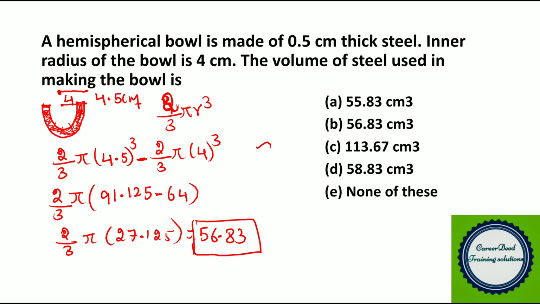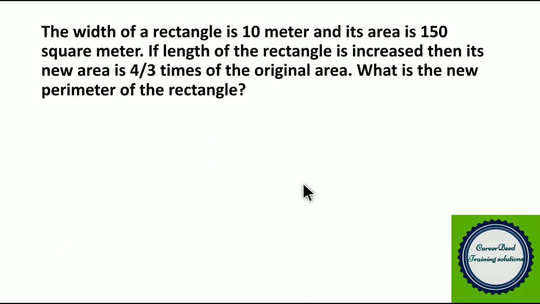Now moving to question number 4. The width of the rectangle is 10 meter and its area is 150 square meter. If the length of the rectangle is increased, then its new area is 4 by 3 times of the original area. What is the new perimeter of the rectangle? Assume you have a rectangle like this. Width is 10 meter and area is 150 square meter. What is area? Length into breadth, so 10 times length is equivalent to 150. So this length will be equivalent to 15.